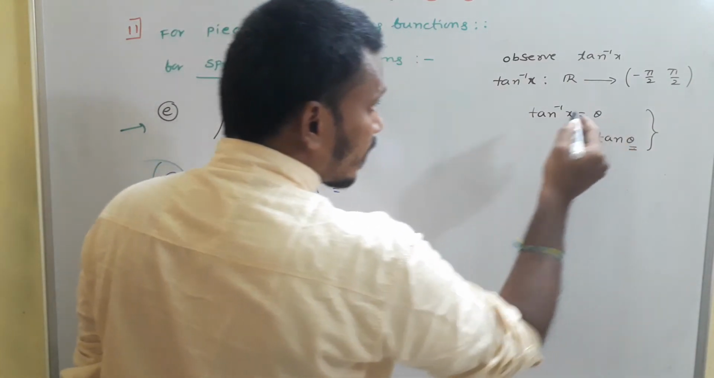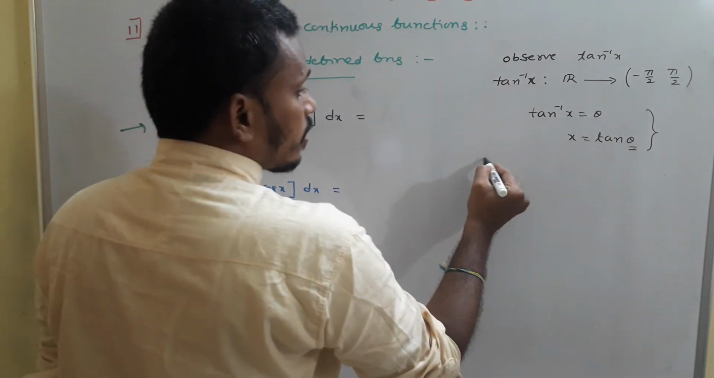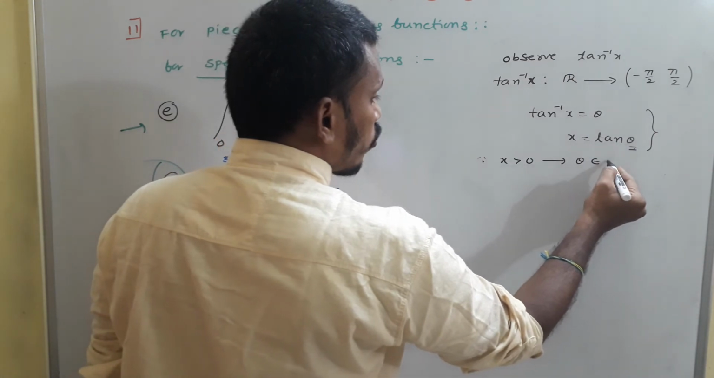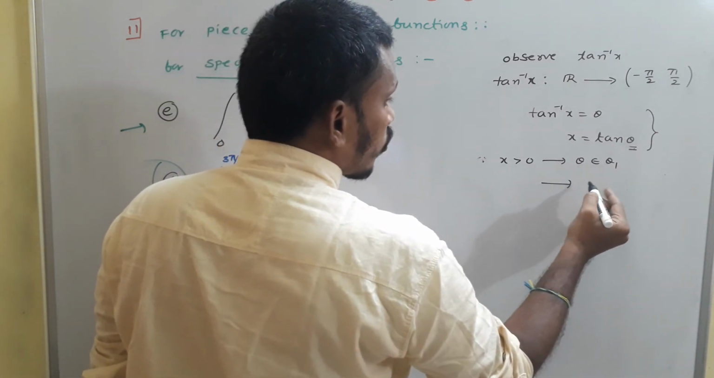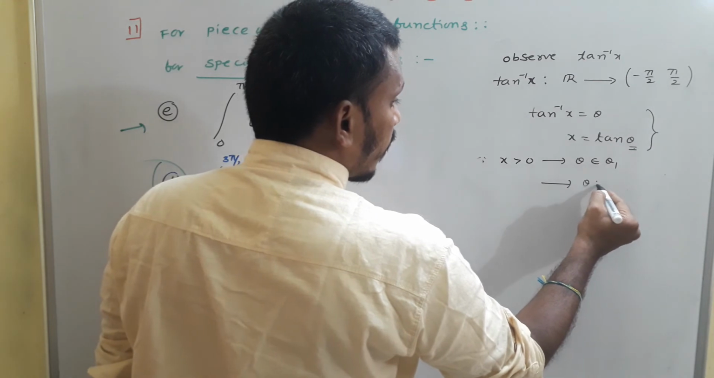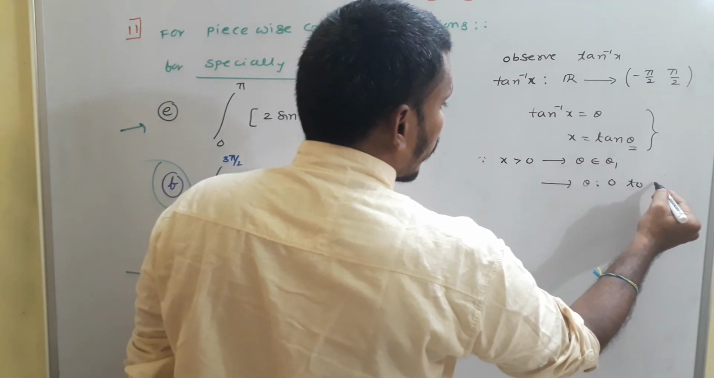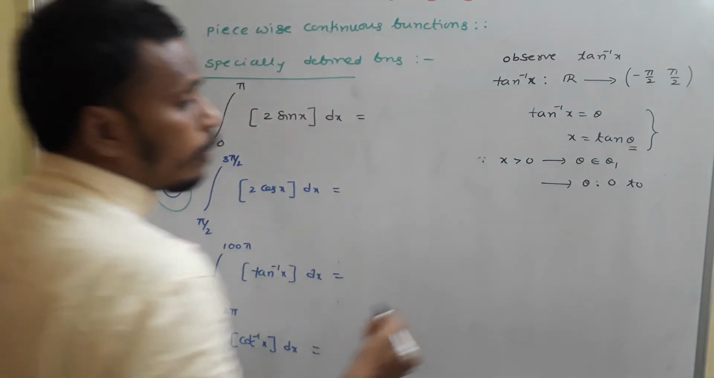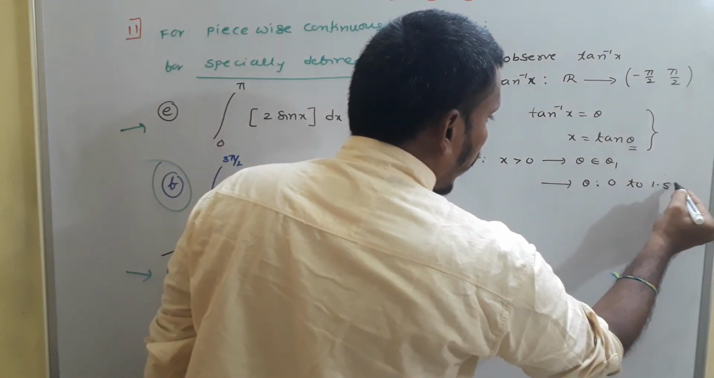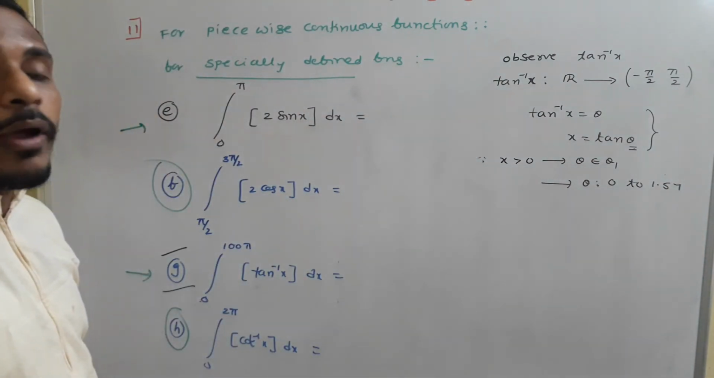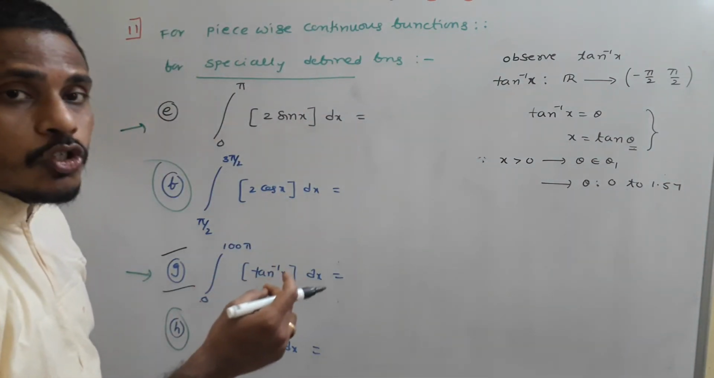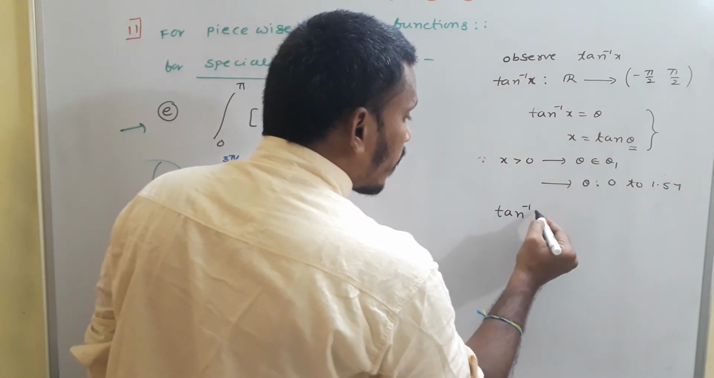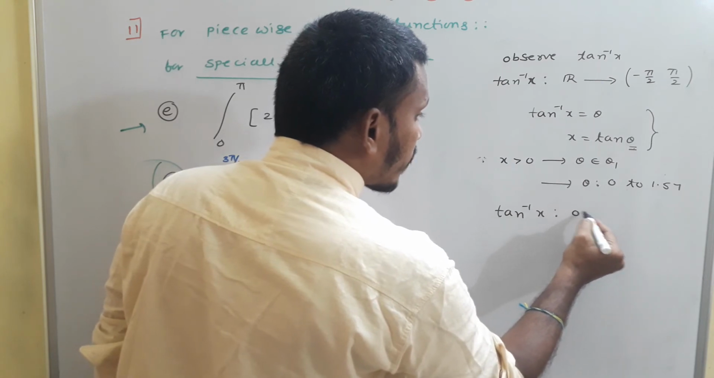Okay, for sure theta is in the first quadrant. Since x is greater than 0, as given, theta belongs to the first quadrant. Since theta is in the first quadrant, what are the possibilities for theta? 0 to tan inverse x, okay. Pi by 2 is 1.57, so theta goes from 0 to 1.57. That theta is simply tan inverse x, with values from 0 to 1.57.